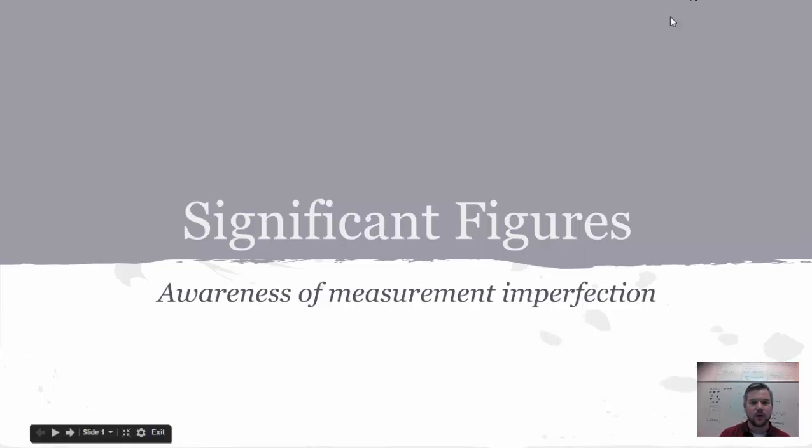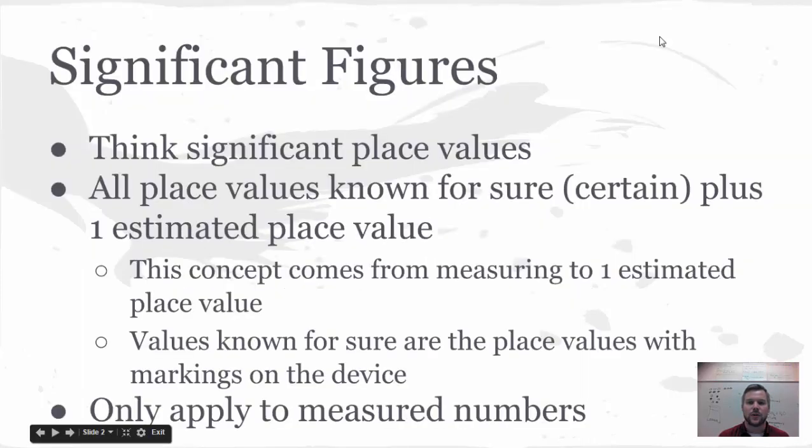All right, so let's talk about how we use significant figures in our everyday chemistry math. Using significant figures is just trying to be aware that measurements always have some degree of imperfection or some degree of error. So when we think of sig figs, significant figures, also known sometimes as significant digits, it's best to kind of think of them as significant place values in the measurement, which place values are important to us.